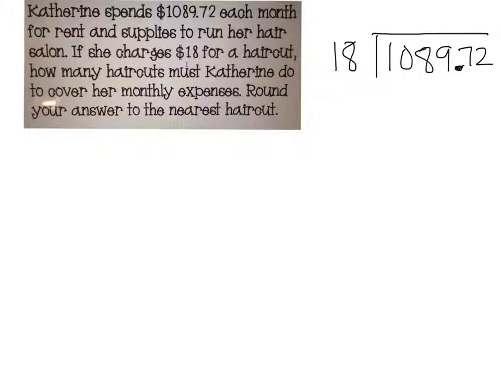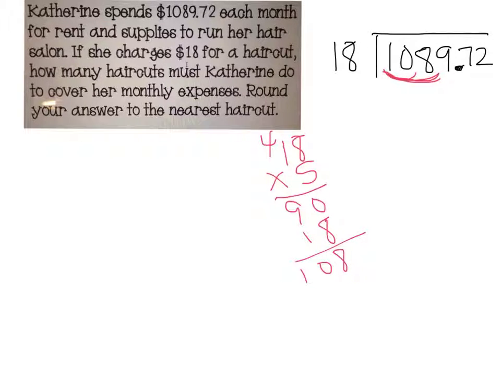So we're looking at 18. We know that it can't go into 10, so that would be a 0. So now we're looking into 108. 18 is about 20, and 108 is about 100, so we should try 18 times 5. 5 times 8 is 40, and 5 times 1 is 50, so that's 90. That's almost, and if we added 18 more, that's 108. So it comes out exactly at 6 times, and 6 times 18 is 108, so we don't have a remainder.